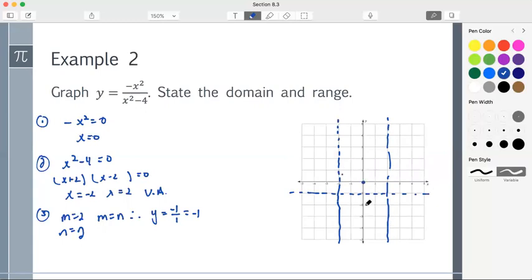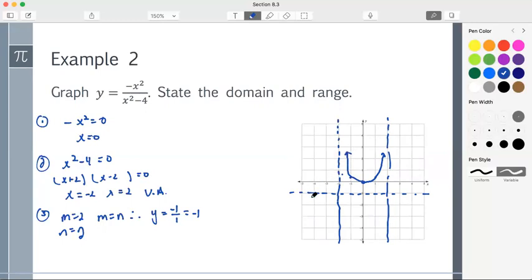Okay. Now, if I pick a couple other points here, so if I plug in 1, I'm going to get 1 over -3, so I get -1/3, so I get something like here, and I'm going to get like this. So I'm going to plug points in, and I get this picture here.